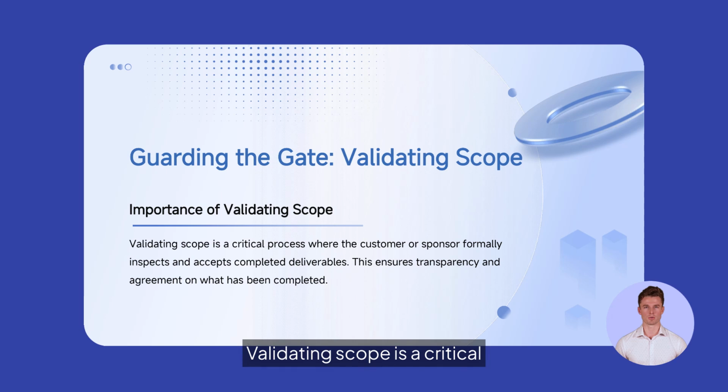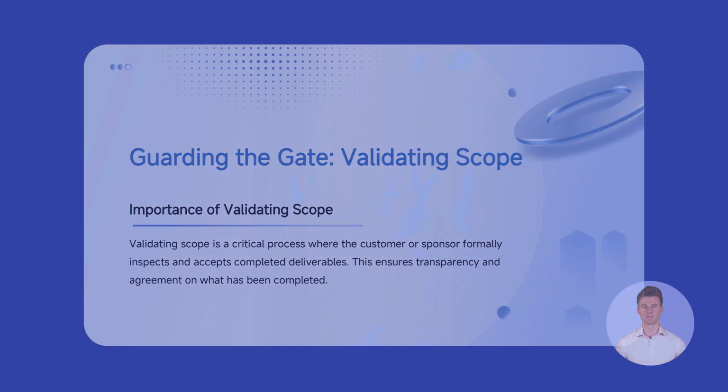Validating scope is a critical process where the customer inspects and accepts completed deliverables. This ensures transparency and agreement on what has been completed, maintaining project integrity.